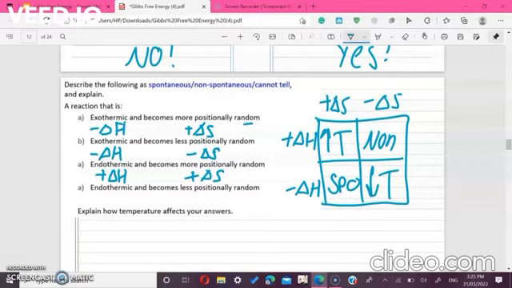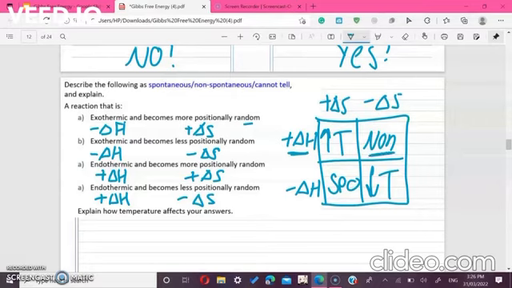Let's look at the final scenario, endothermic, so positive delta H, and becomes less random, so negative delta S. They don't share the same sign. So let's look at the figure. Positive delta H is here, and negative delta S is here, so the reaction will be non-spontaneous.